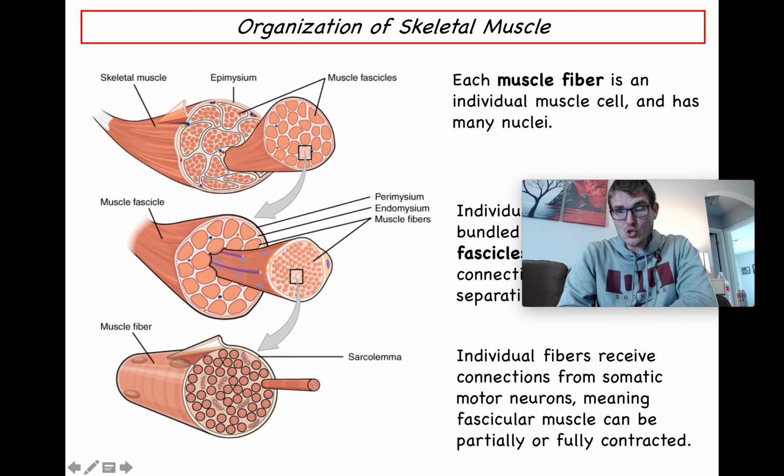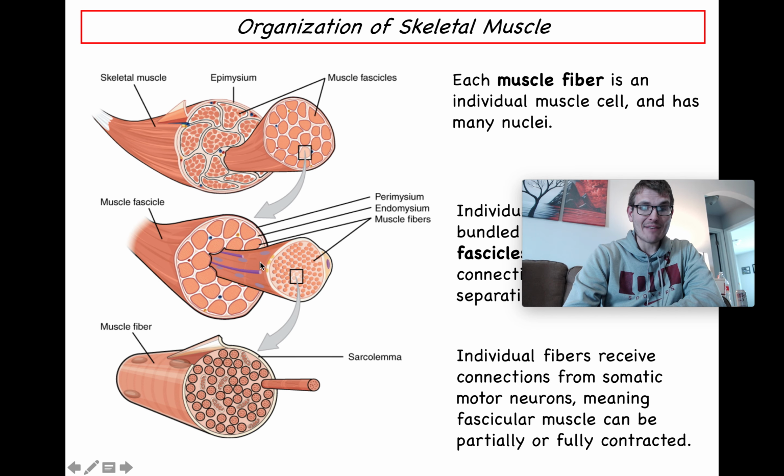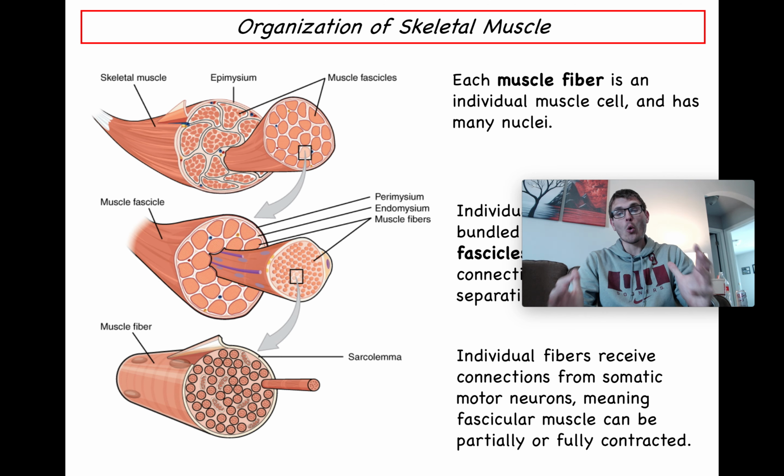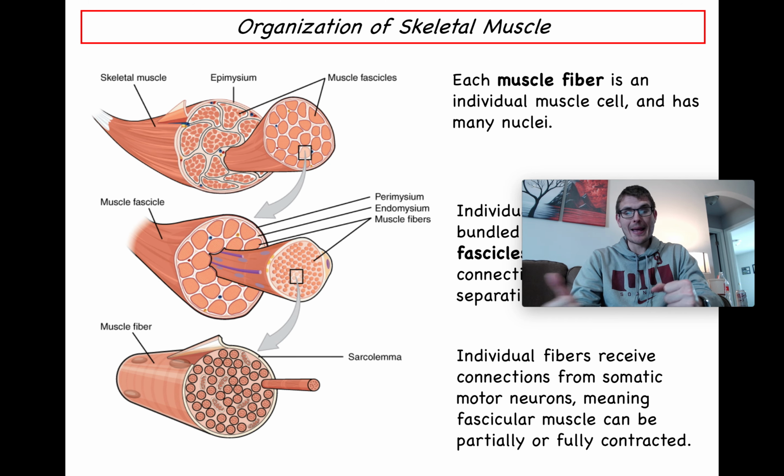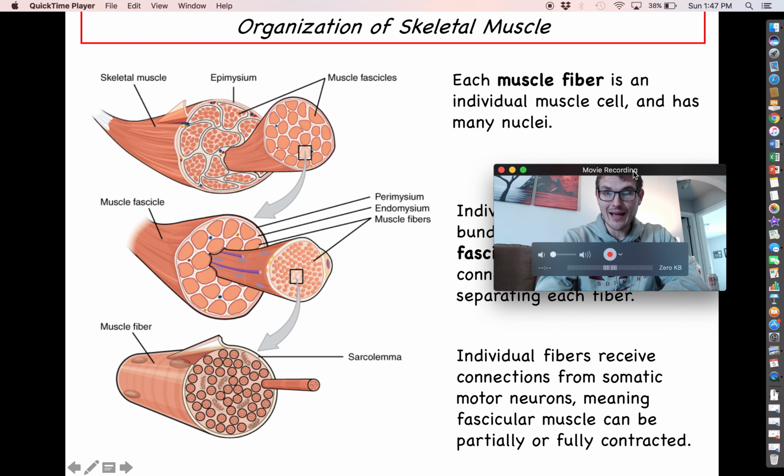Individual muscle fibers receive their connections from the axon terminals of somatic motor neurons, which means that if you look at an entire fascicle here, with each one of these representing a single muscle fiber, it would not necessarily be accurate to say that all of these muscle fibers are under the control of the same somatic motor neuron. A whole muscle can either be fully contracted or partially contracted depending on how many of those muscle fibers are receiving input from their given somatic motor neuron. And we'll have more to say on that in just a little bit.